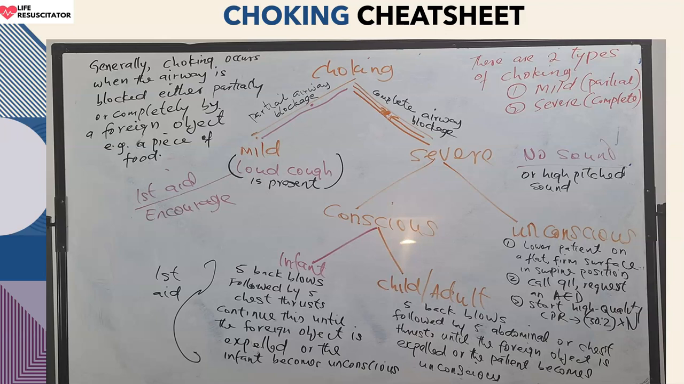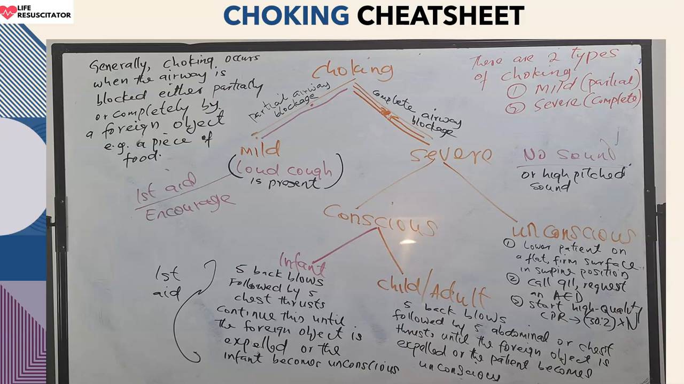Remember that the airway is a tube, a passageway between the lungs and the external environment through the nostrils. Breathing occurs within the airway. We breathe in oxygen, and we expel carbon dioxide through the airway. So if that airway is partially blocked by a piece of food, that will result in mild choking.